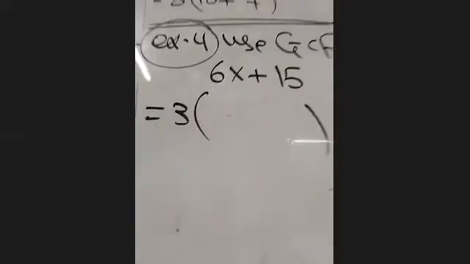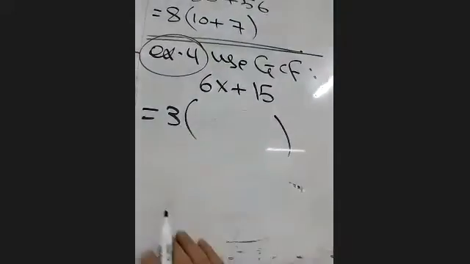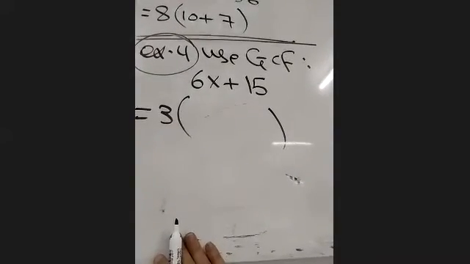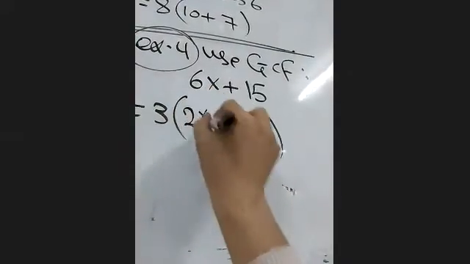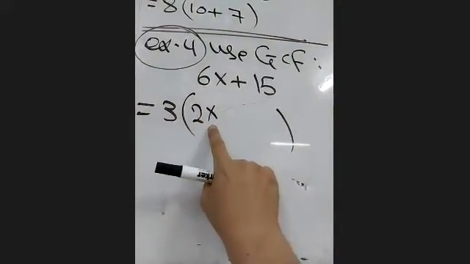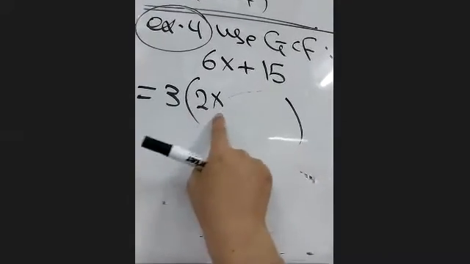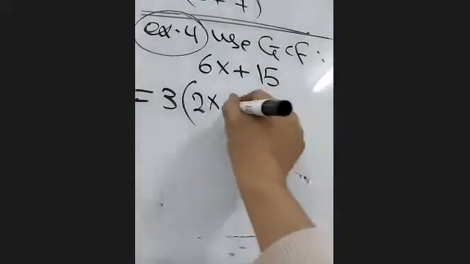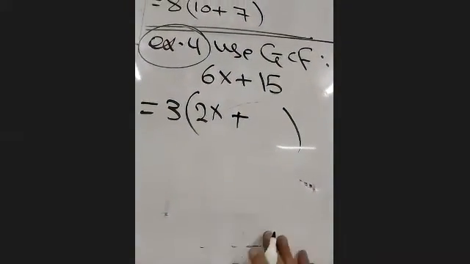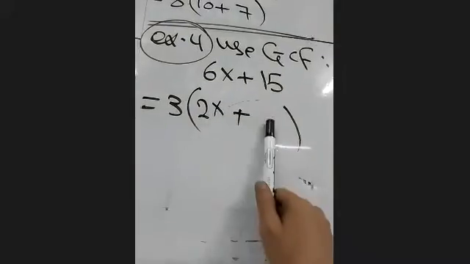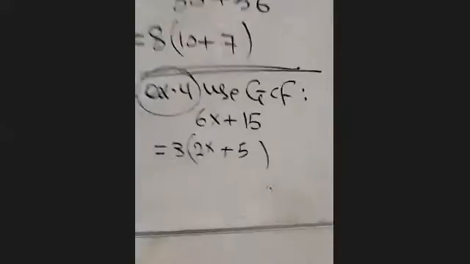Now let's divide, Amer. 6x divided by 3, how much? It's 2x. Excellent. Don't forget the x, guys. 6x divided by 3 is 2x. Don't forget that. The plus comes down. Plus 5. 15 divided by 3. How much, Amer? 5. Excellent.